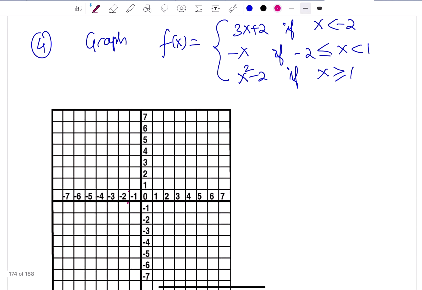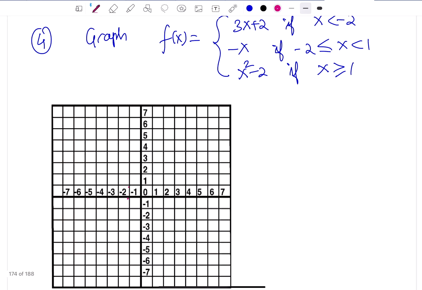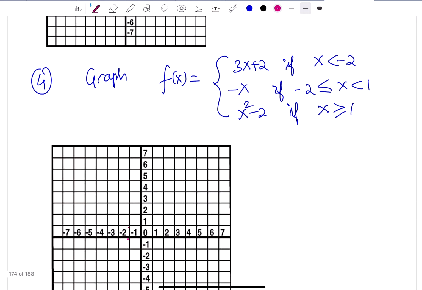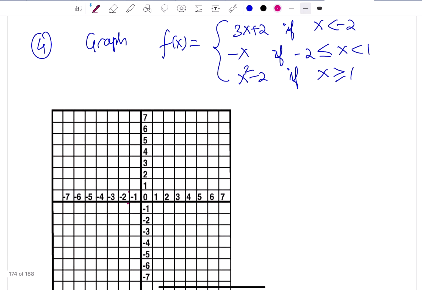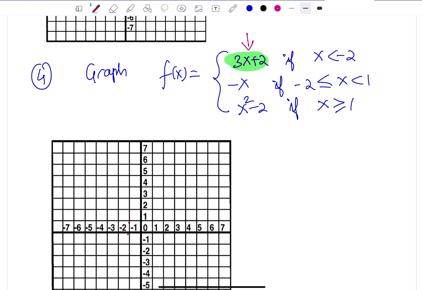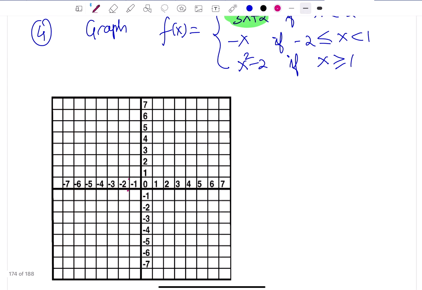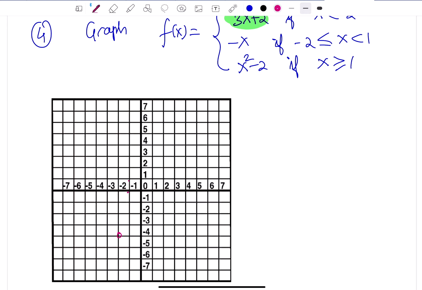Next example, we're going to be graphing f of x equals 3x plus 2 if x is less than negative 2. So look at the left of negative 2, my graph is going to be a line 3x plus 2. So when x is negative 2, I'm going to plug negative 2 in here to figure out the y value. 3 times negative 2 is negative 6. Negative 6 plus 2 is negative 4. So when x is negative 2, y is negative 4, and I'm going to have a hole at that point.